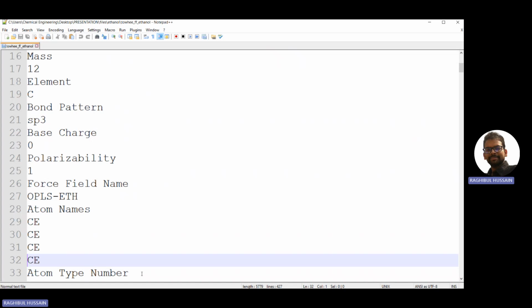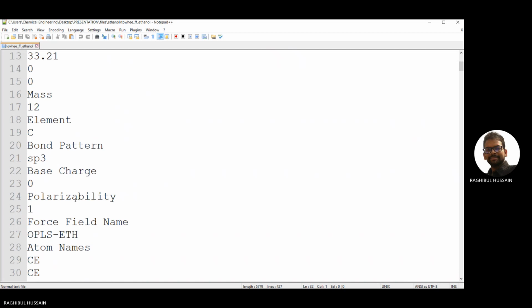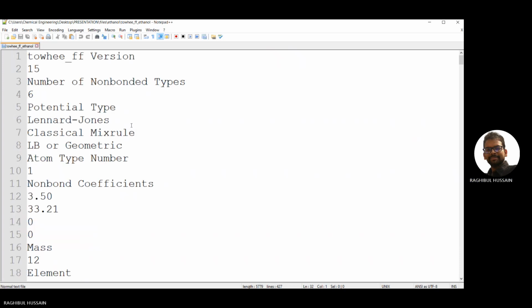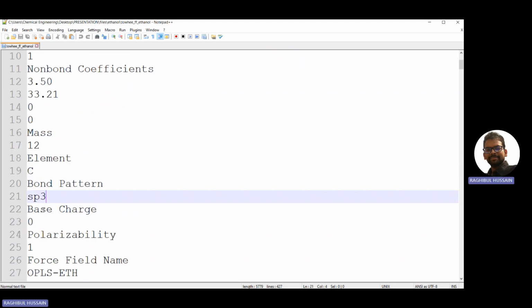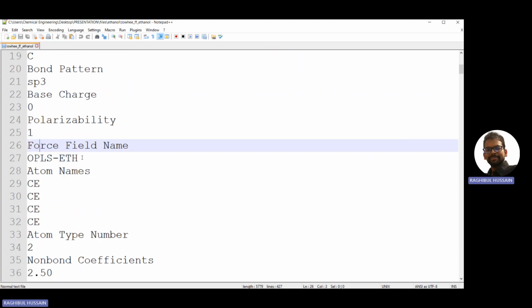So just repeat all these values. Everyone has done this for the first atom? So just type these values. These are by default 15, 6, you put the number 6. These are again default. Then you start with 1, sigma, epsilon, 0, 0. This is carbon, so 12, carbon, sp3, 0, 1. Name of the force field is OPLS_ETH, and the atom type is CE.